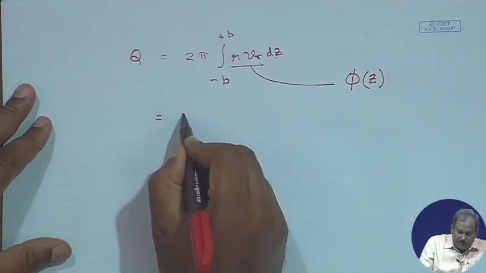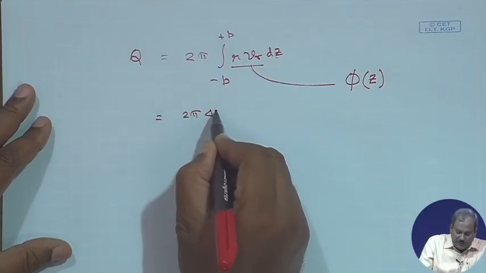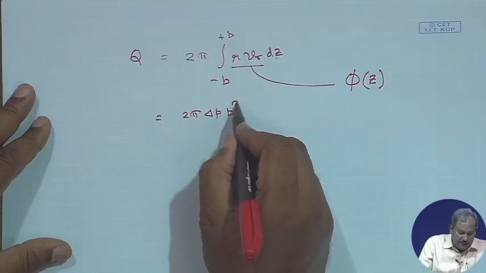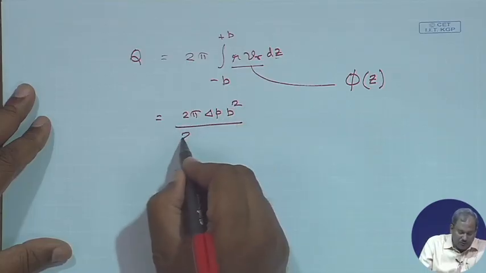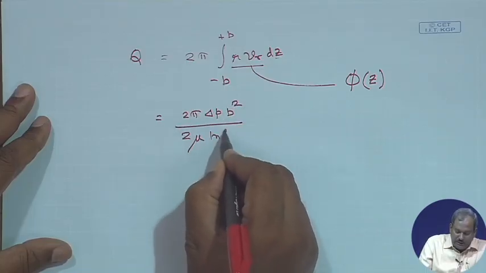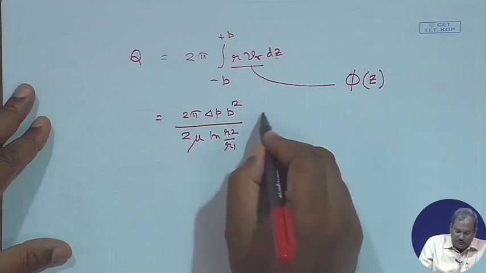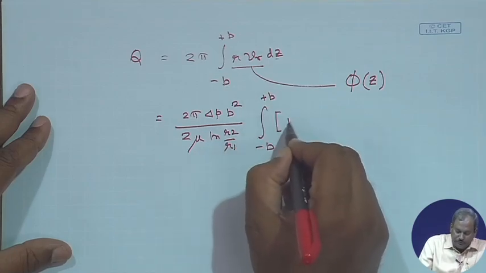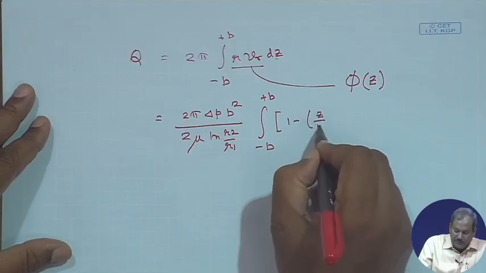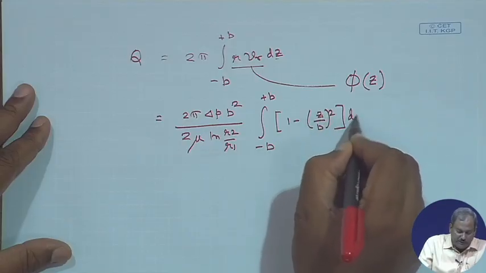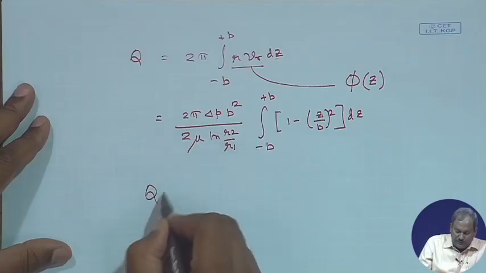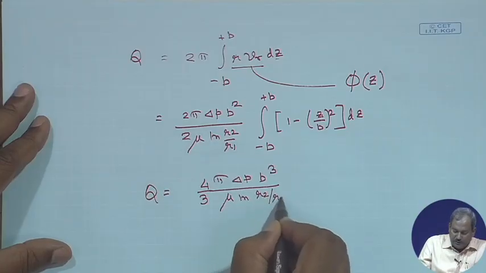So, Q would simply be equal to twice pi delta p, after you put the expression of phi in there, b square over 2 mu ln r2 by r1, integral from minus b to plus b of 1 minus z by b whole square dz. And after one or two more steps, we get the final expression with r2 by r1.